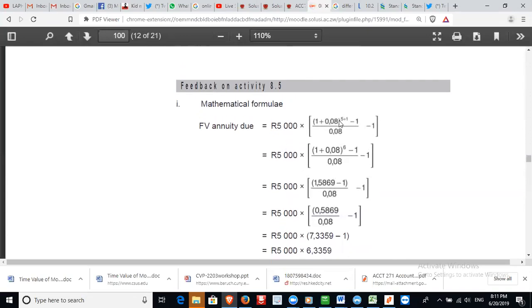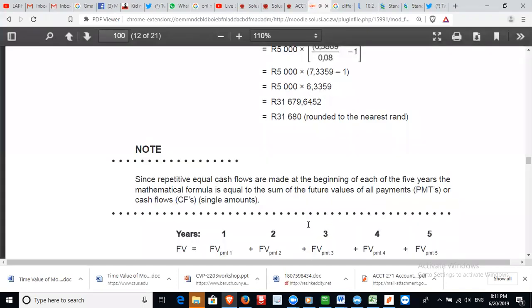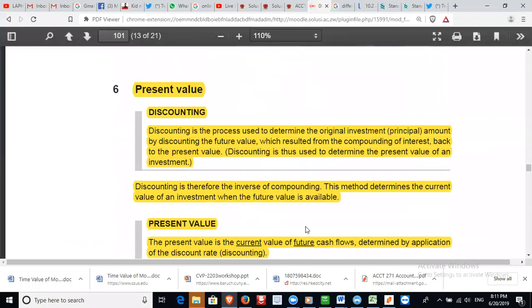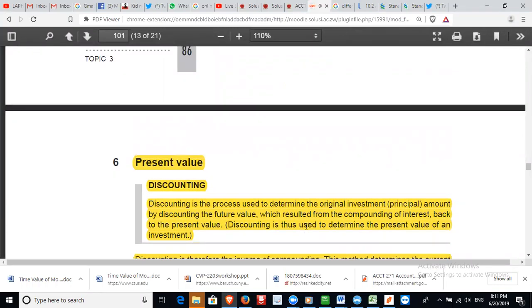So please be careful. You need to calculate these items section by section. If you put them all on the calculator, they'll give you a wrong answer. We are done with our future value. Now we want to calculate present value.